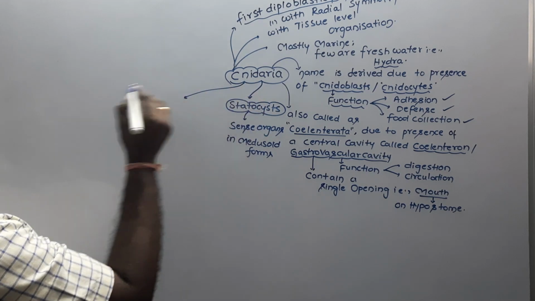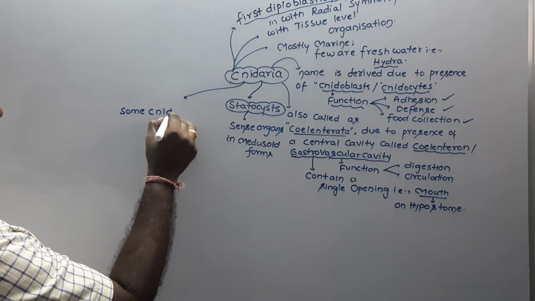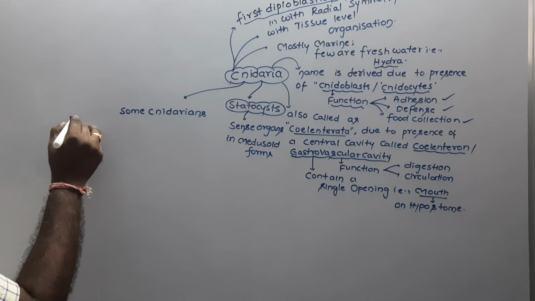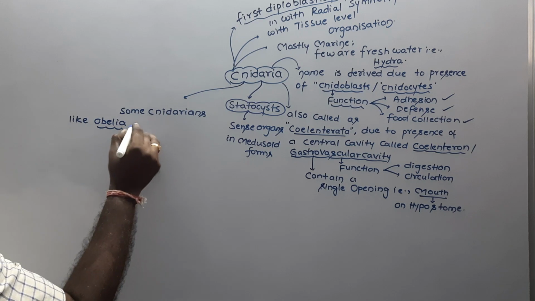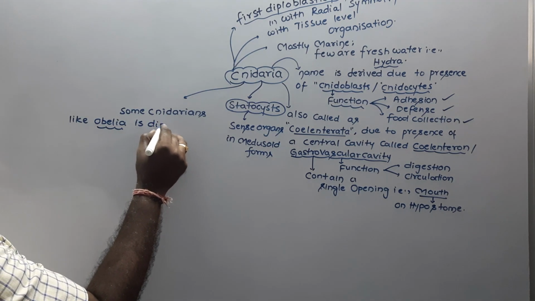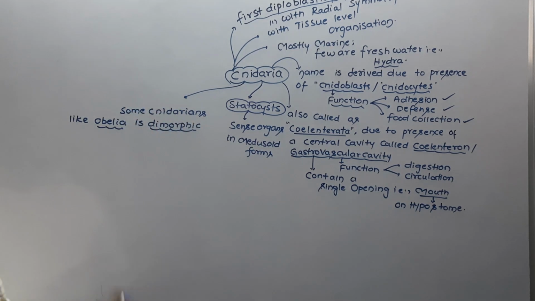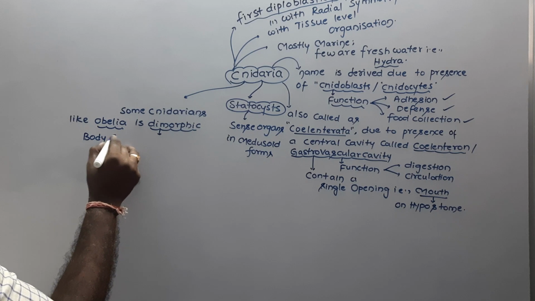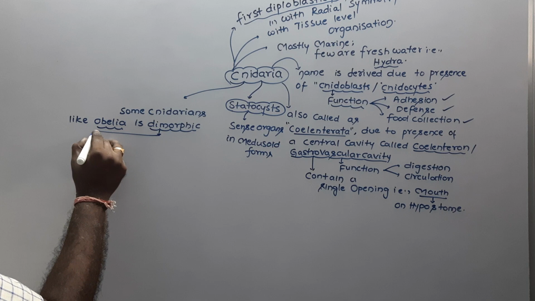And some cnidarians, not all the cnidarians, some cnidarians. If we observe some cnidarians' body, some cnidarians like Obelia are said to be dimorphic. Di means two, morphic. Their body is structurally having two forms, dimorphic, because the body shows two forms, because of the presence of two stages.